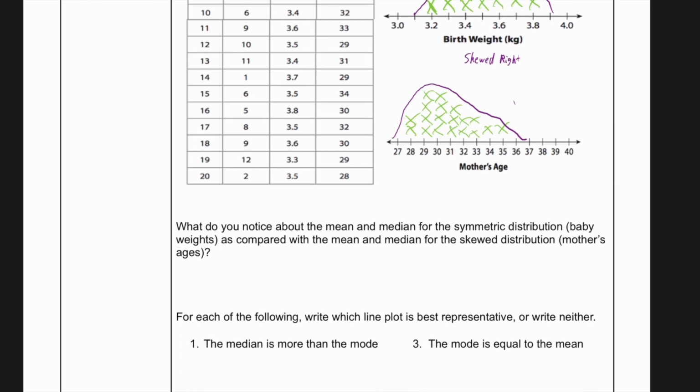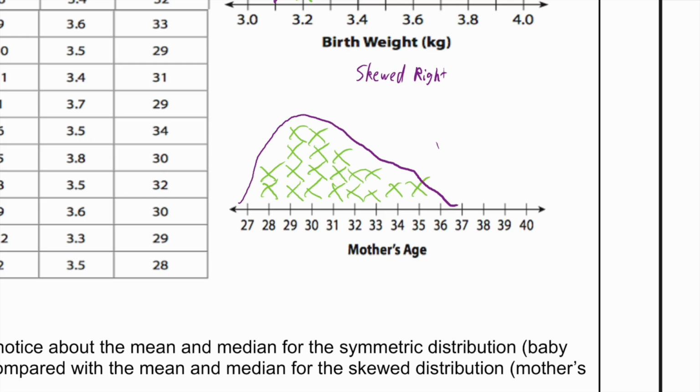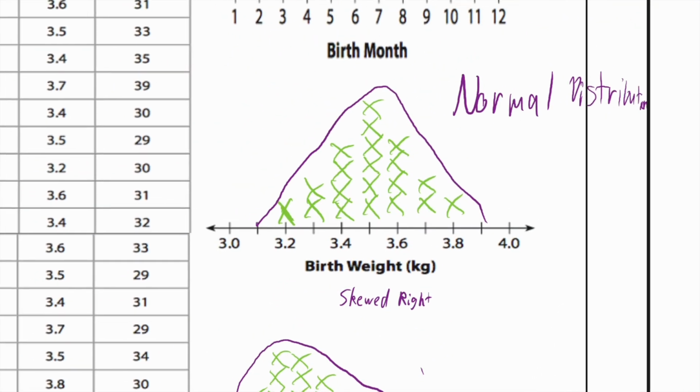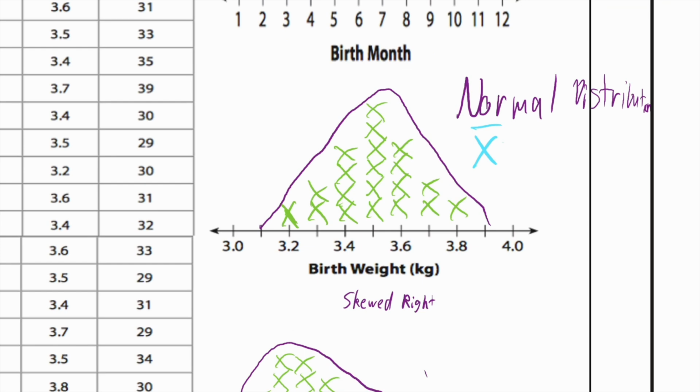So what do you notice about the mean and median for the symmetric distribution, which is the baby weights, as compared with the mean and median for the skewed distribution, the mother's ages? And so let's look at the mean and median for these. And so if we find the mean for the normal distribution, the mean would be 3.5 if we add all those up and divide by 20. And the median, which I'm going to abbreviate to MED here, would be 3.5. And it didn't ask us to find the mode here, but I'm going to find the mode because it'll ask us to find it later. The mode, which I don't need to abbreviate, that's just one letter, is 3.5, by the way, as well.